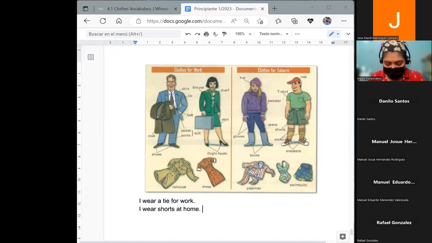Tenemos ahí el vocabulario de la ropa y no tenemos toda la lista completa. Si podemos ver nosotros, tenemos las dos partes. Una que es la ropa que se utiliza para el trabajo y la otra que es para andar en casa. Ahora, si vemos la parte del clothes for work, we have a shirt, que es la camisa, ¿verdad? O la camisa que se utiliza formal.